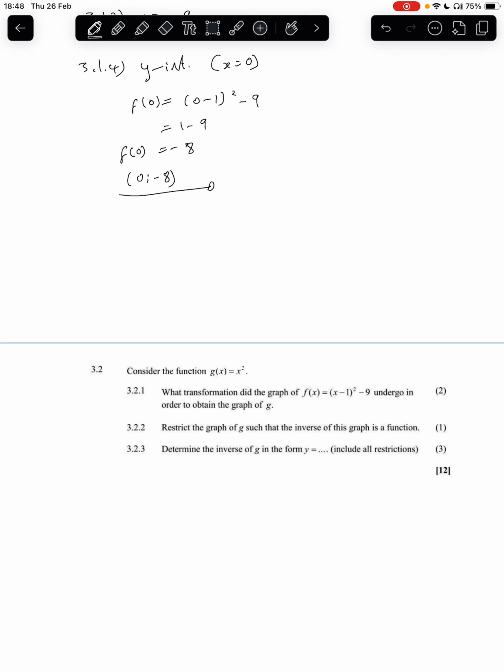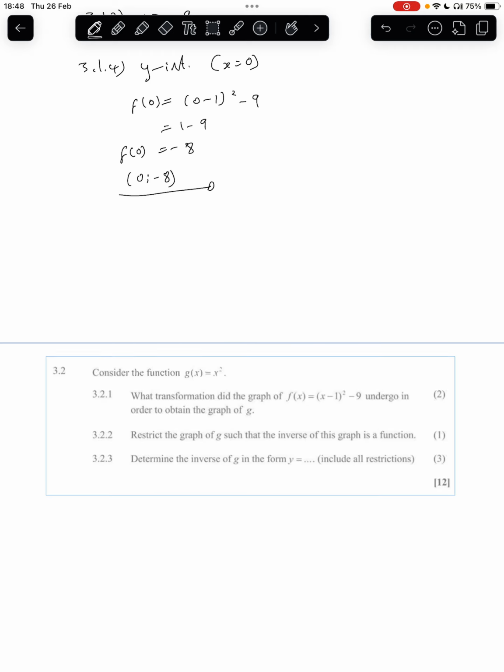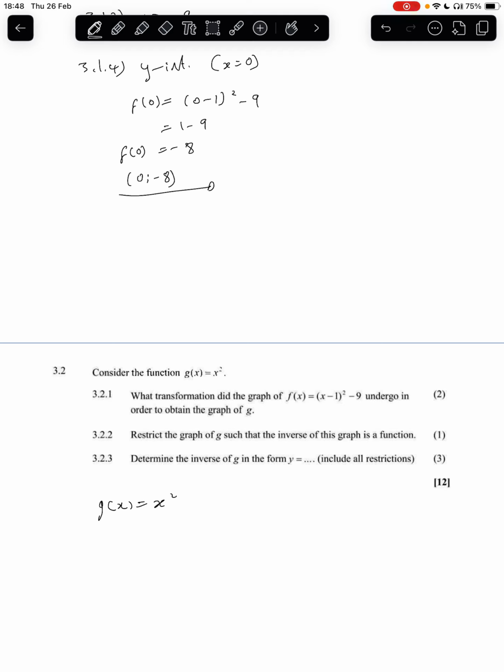Okay, so let's continue with question 3, quadratic function. Consider the function g of x equals f of x squared. So g of x equals x squared. That's 3.2.1. Let's answer the questions now. What transformation did the graph of f undergo in order to obtain the graph of g, which is g of x equals x squared?